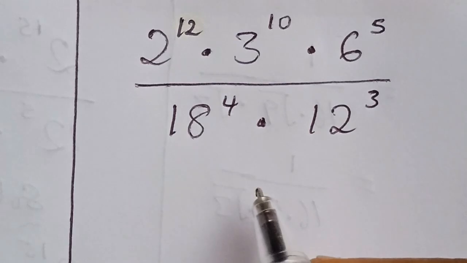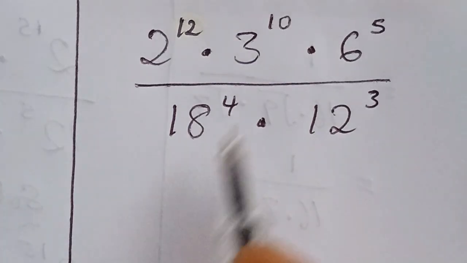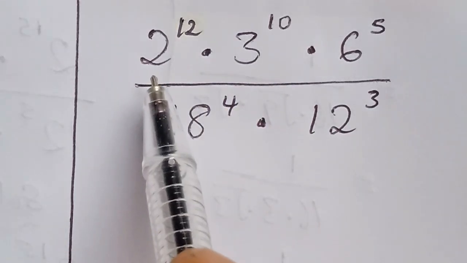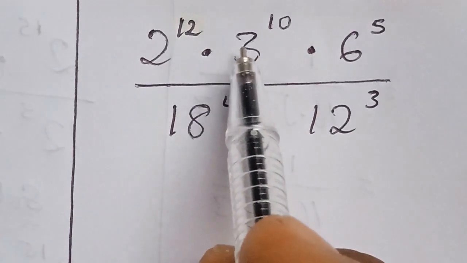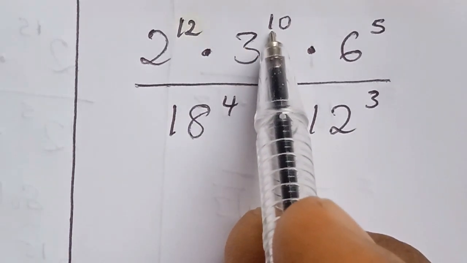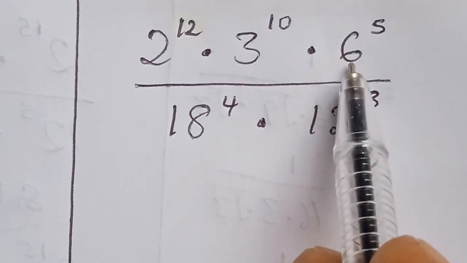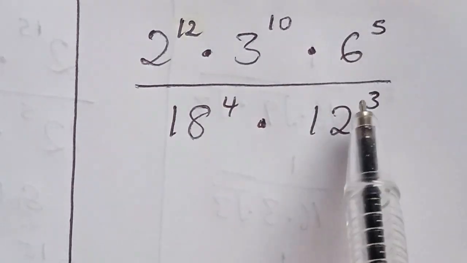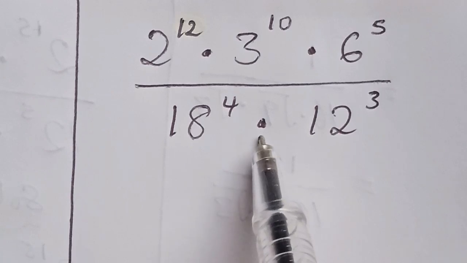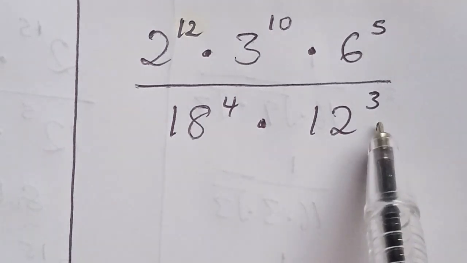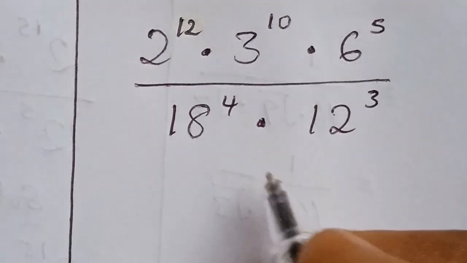So to simplify this kind of exponential expression, our question is 2 to the power of 12 multiplied by 3 to the power of 10 multiplied by 6 to the power of 5, over 18 to the power of 4 multiplied by 12 to the power of 3. Solution.